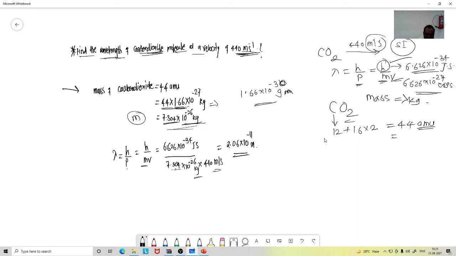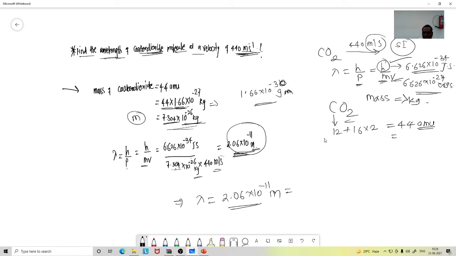Now this joule and kilogram meter per second will get cancelled. That is, joule is kilogram meter squared per second squared, therefore the units cancel and only meter will remain. Therefore, that is equal to 2.06 into 10 raised to minus 11 meter. That is lambda, the wavelength of the carbon dioxide molecule, is equal to 2.06 into 10 raised to minus 11 meter.